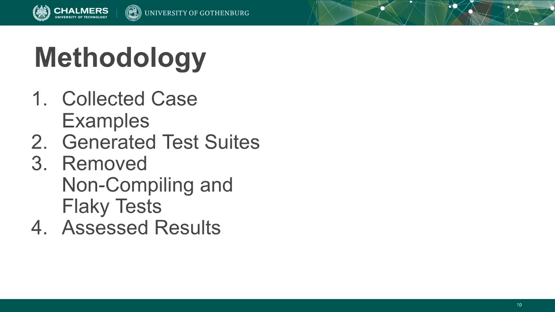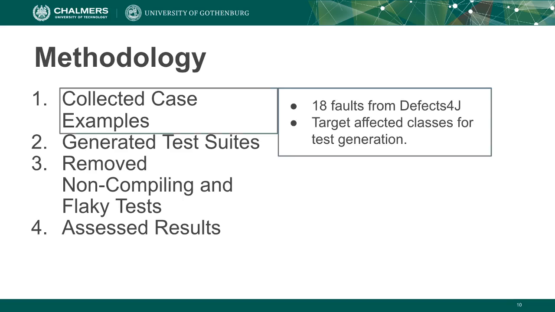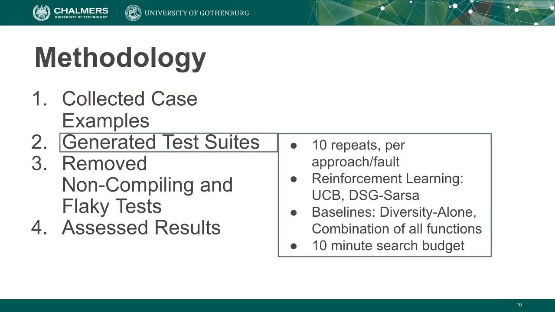So to investigate our research questions, we perform the following experiment. First, we take these 18 faults from the Gson project and we target the affected classes of each fault for test generation. We generate test suites. For each class, we generate 10 test suites per approach. We've generated test suites using both reinforcement learning approaches, UCB and DSG SARSA. In addition, we generate tests for 2 baseline approaches representing current practice. The first is the diversity score alone. This will be your likely starting point for a tester who is interested in improving test suite diversity.